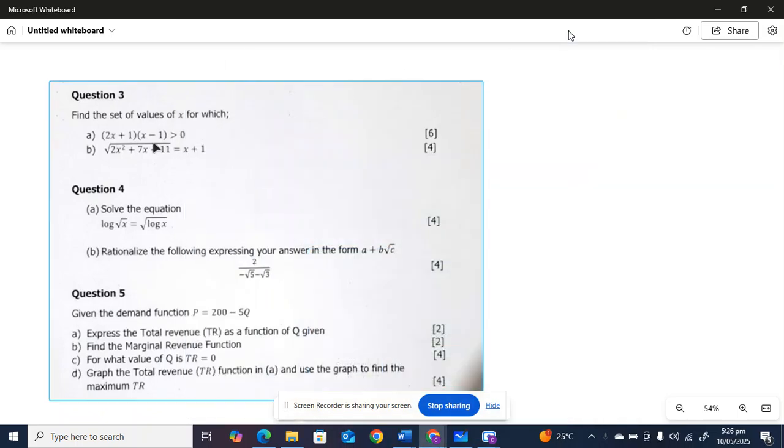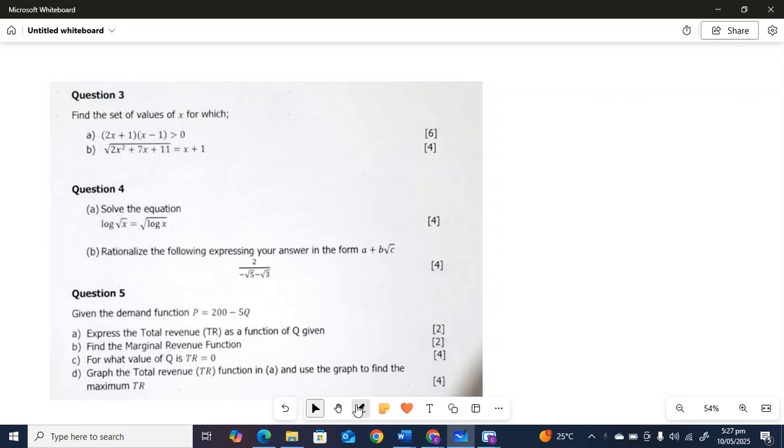Okay, so the first question here is: find the set of values of x for which (2x + 1)(x - 1) is greater than 0. Basically, you have to find values of x that hold this inequality true. So first, you put here 2x plus 1.